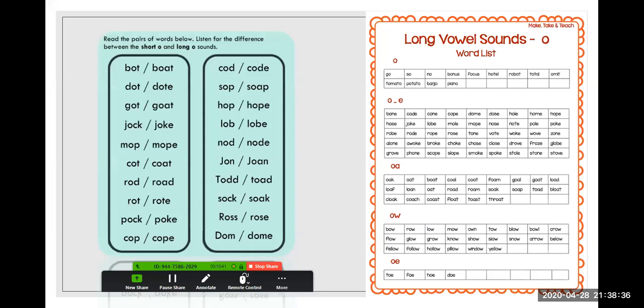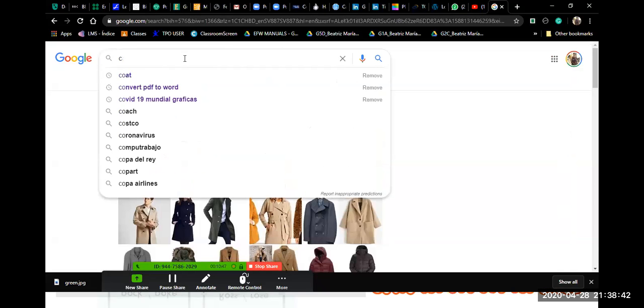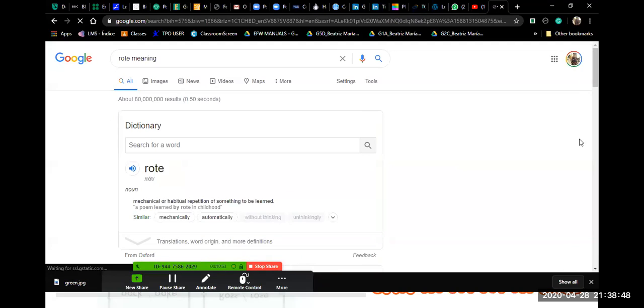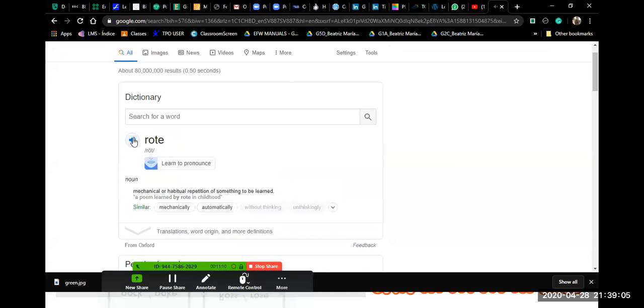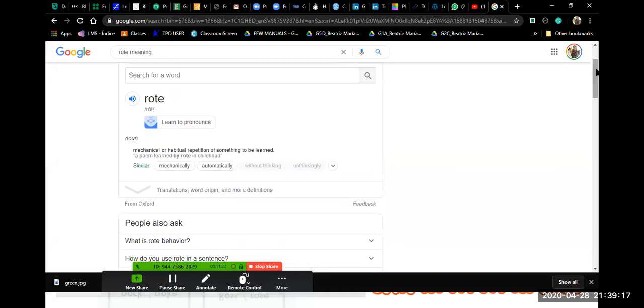Okay, our next one. Rote. Do you know what rote is? No. Like a way. Like a street, something like that? No, rote. So it says here, it's a mechanical or habitual repetition of something to be learned. Like a loop? Like a loop.